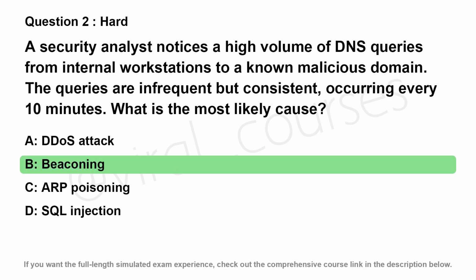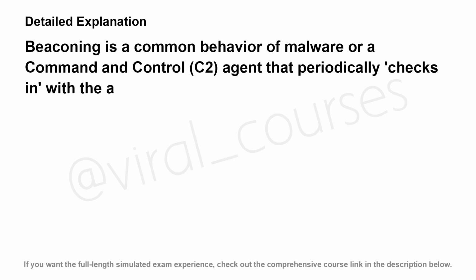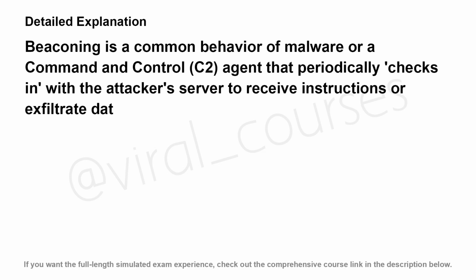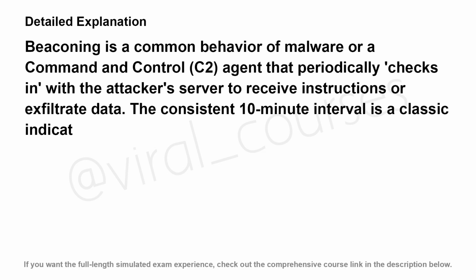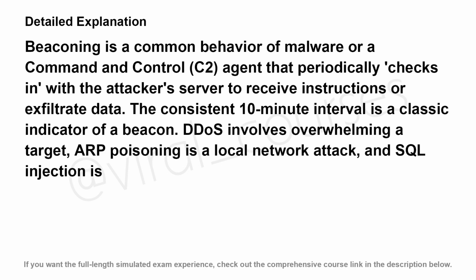The correct answer is B. Beaconing is a common behavior of malware or a command and control (C2) agent that periodically checks in with the attacker's server to receive instructions or exfiltrate data. The consistent 10-minute interval is a classic indicator of a beacon. DDoS involves overwhelming a target. ARP poisoning is a local network attack. And SQL injection is a web application attack.